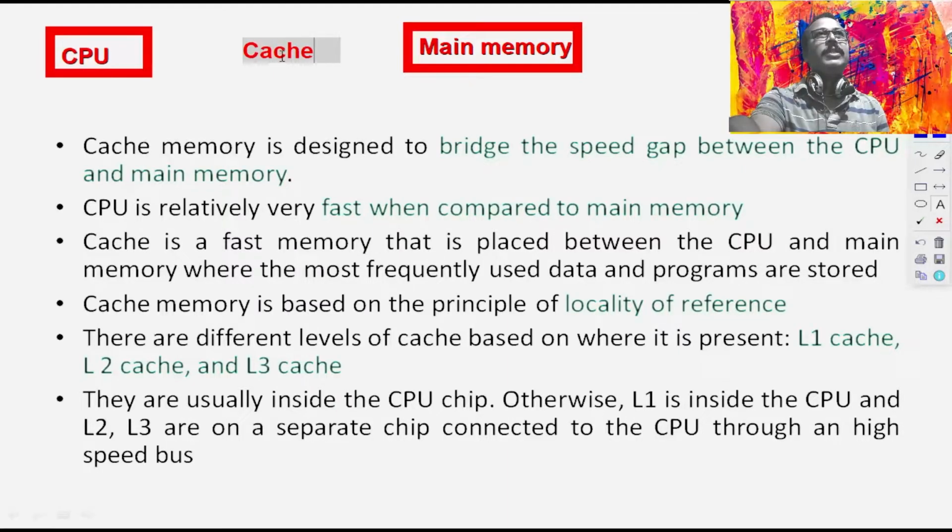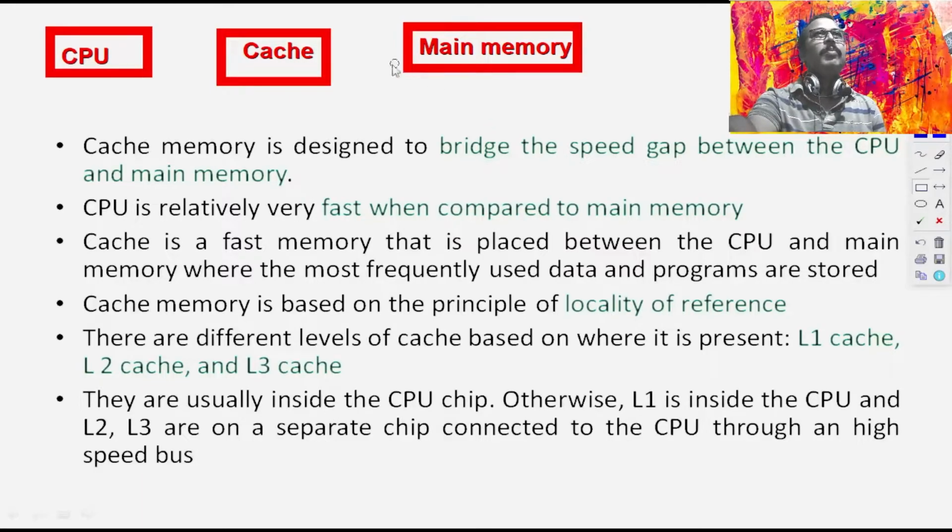Nowadays, some part of the cache is also stored as part of the CPU. So L1 is inside the CPU. There are different levels of cache, L1, L2, L3. I think L4 is also available now. Usually L1 will be inside the CPU, L2 and L3 are in a separate chip but connected to the CPU through a high speed bus. But for all practical purposes, we'll assume that the cache is in between.